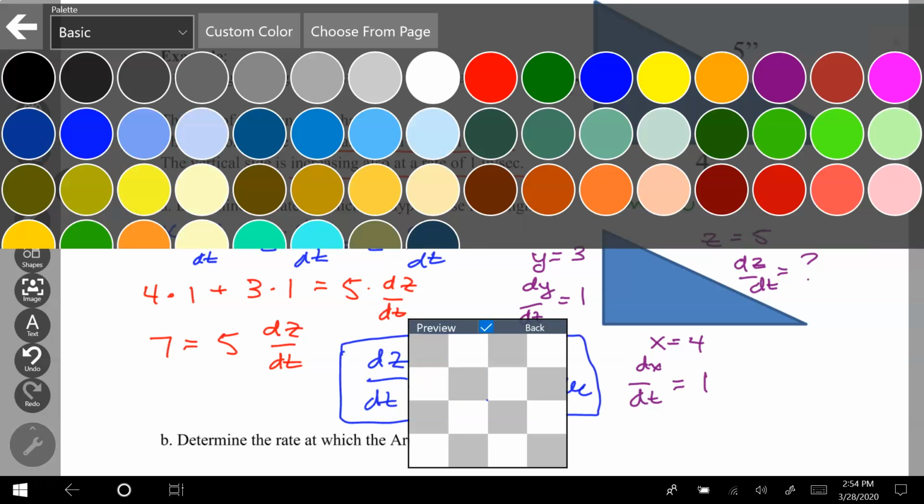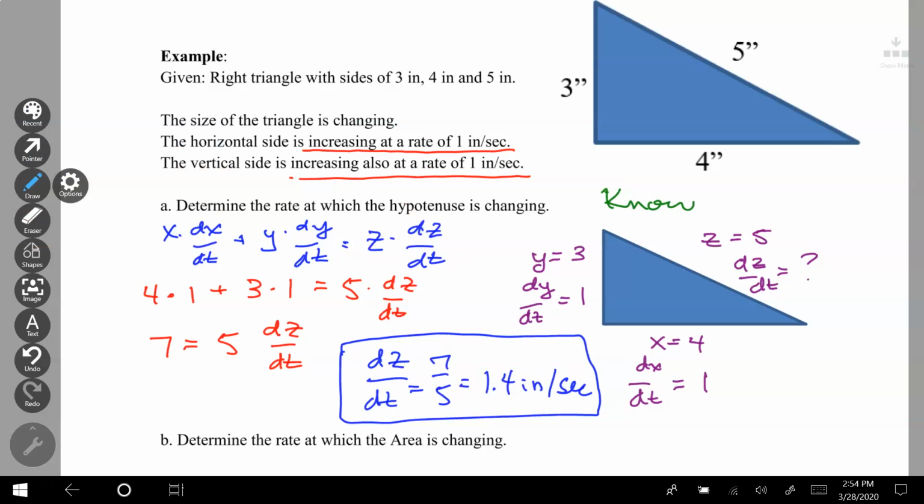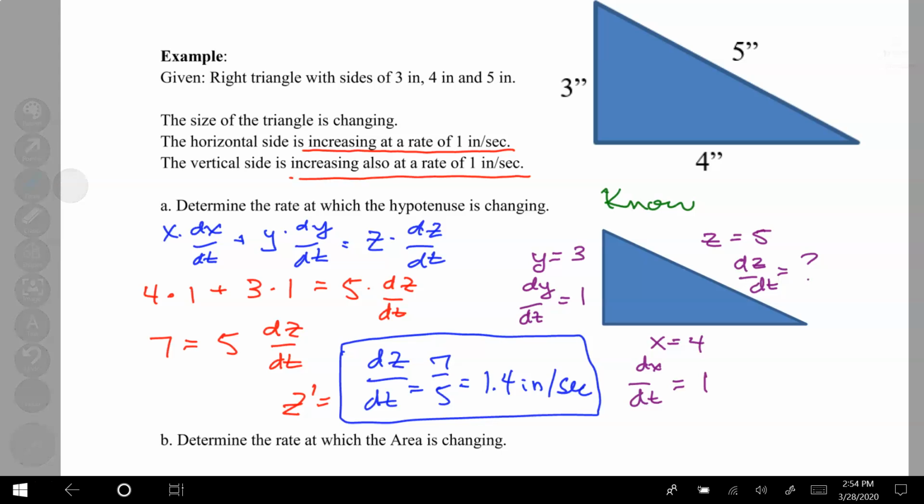You want to call that z prime instead? That is fine. But what is going on in this picture is that the hypotenuse is changing at 1.4 inches per second when the horizontal and the vertical sides are both changing at 1 inch per second.